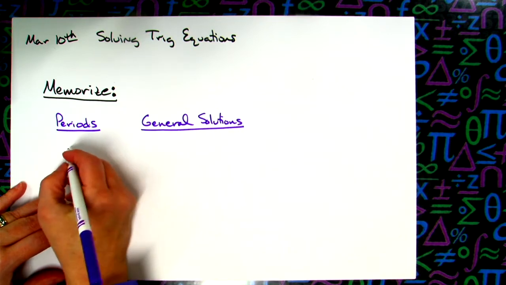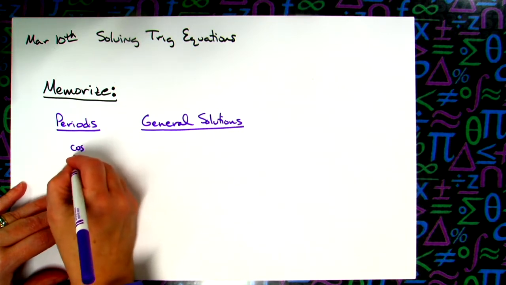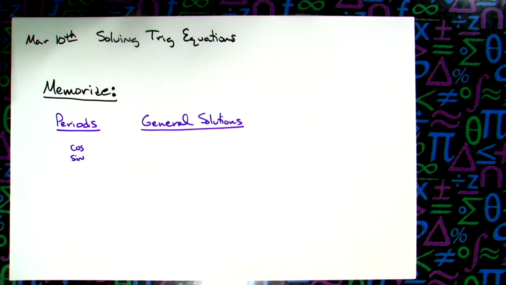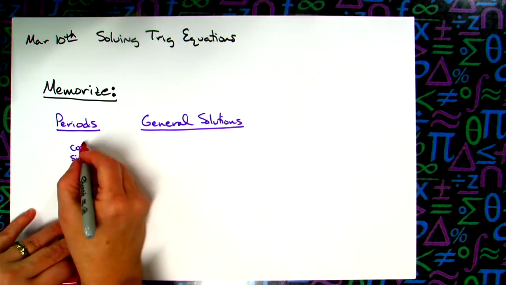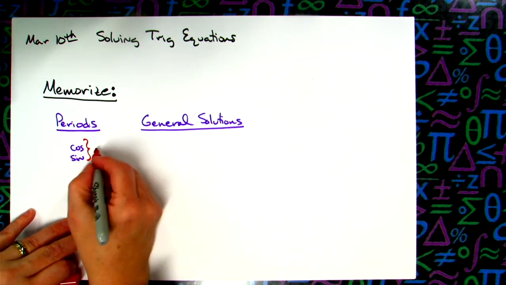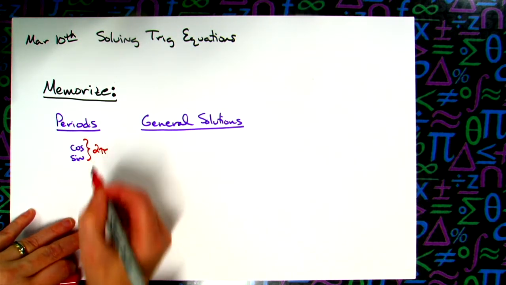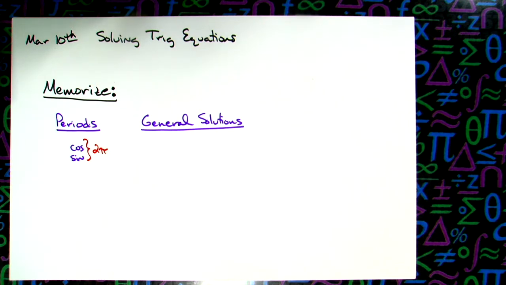Sine and cosine have the same period, so they go together. Every time you write a general solution for an equation that has sine in it or an equation that has cosine in it, it's going to look the same. The period for both of these is 2 pi. And if you remember, when we sketched the graphs, we did one period from 0 to 2 pi, and we sketched that. So that was our period.